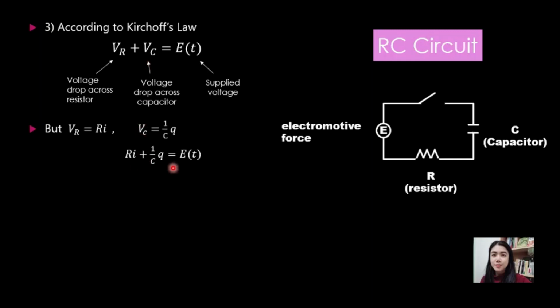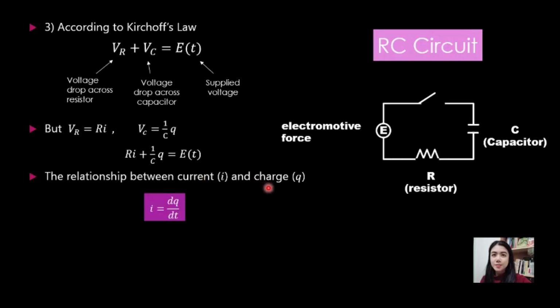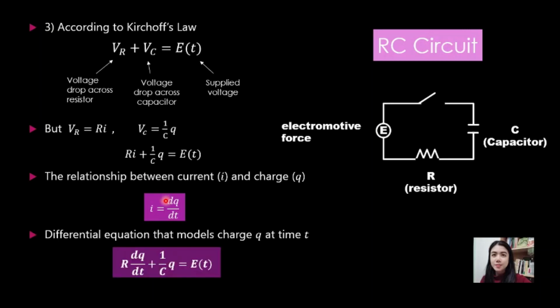If you look at this equation, it does not look like a differential equation. Let's investigate the relationship between the current I and the charge Q. They have a relationship of I equal to dQ/dt. If you substitute the I here with this dQ/dt, then you have the next line. So this is the differential equation that models the charge Q at time t.